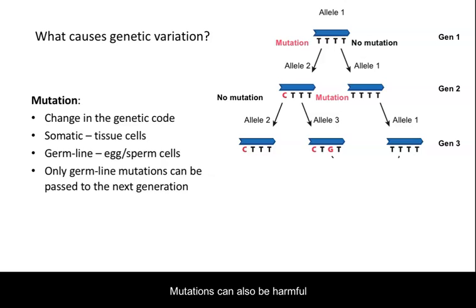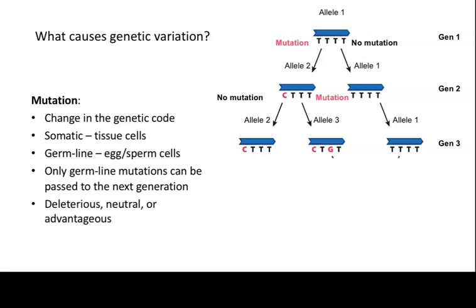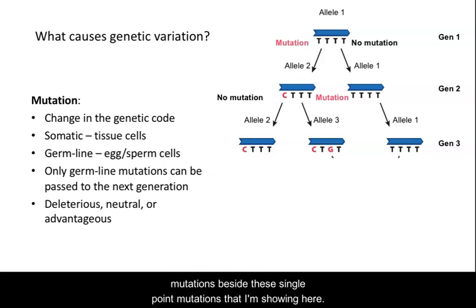Mutations can also be harmful. We call it deleterious. They can be neutral, meaning that they are neither good nor bad, and that happens in non-coding regions of the genome, or advantageous, meaning that they improve chances of survival. You should also note that there are various types of mutations besides these single point mutations that I'm showing here.